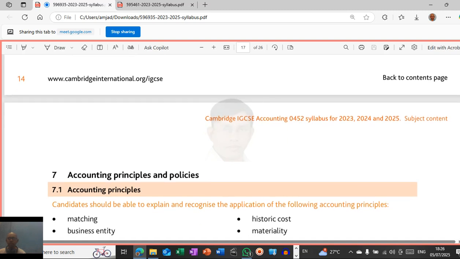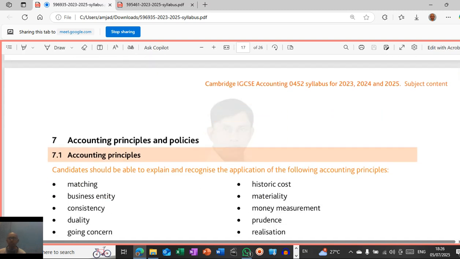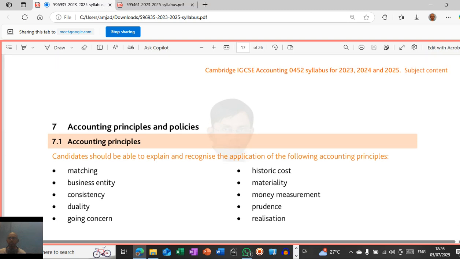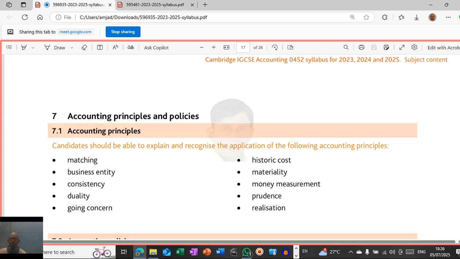We'll be discussing accounting principles and policies. Candidates should be able to explain and implement the application of the following accounting principles: matching principle, business entity principle, consistency principle, duality, common consent, historic cost, materiality, money measurement, prudence, realization. These are all important aspects you will be learning.